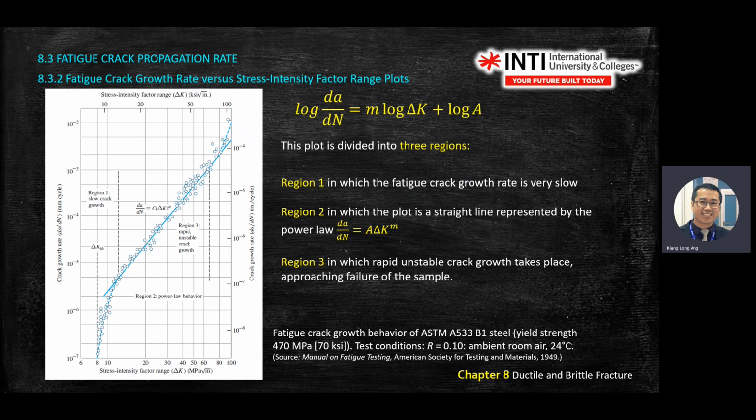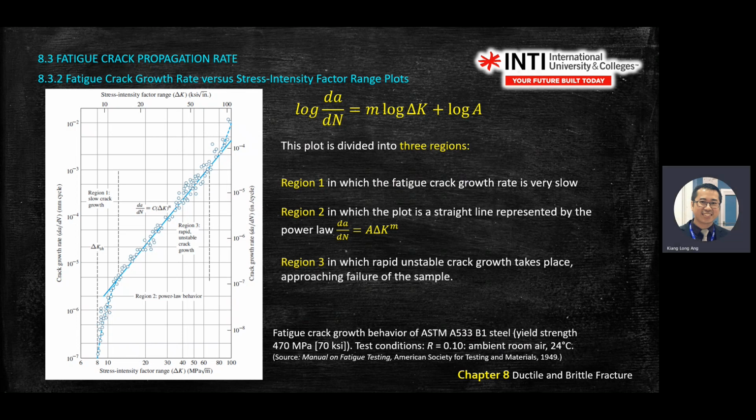Region 1, where's region 1? Here. Here, the crack growth is very slow. It's almost like a straight line. Even if you load it with the K factor here, the crack growth rate is very slow.